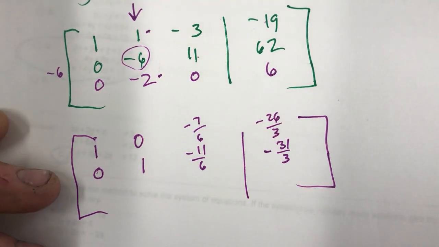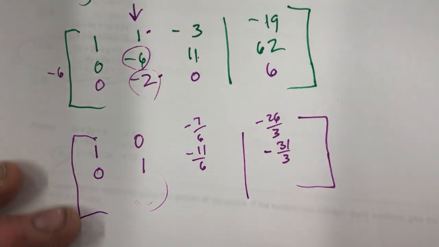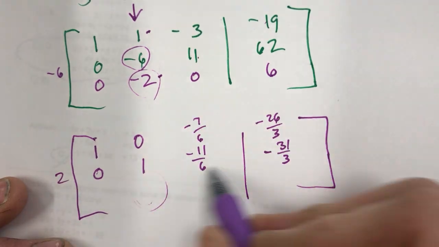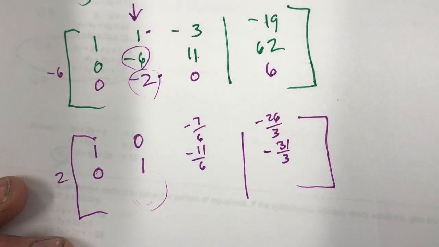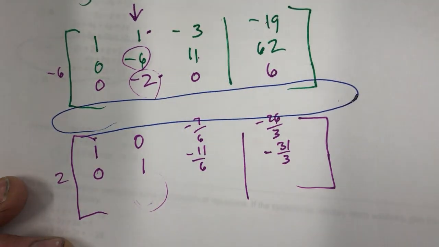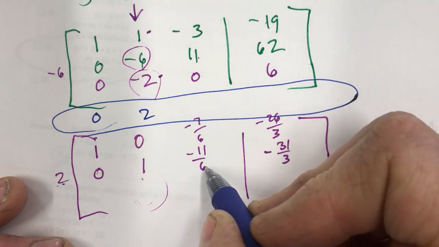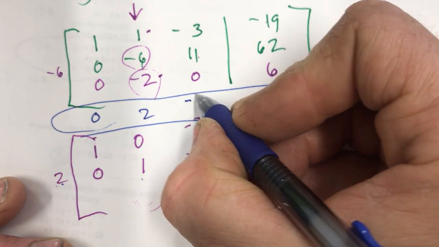Okay. Now I need a 0 down here. This is a negative 2. So what I'm going to do now is take 2 times this row. I'm going to write it right here in the middle. And then I'll add these together. So 2 times 0 is 0. 2 times 1 is 2. 2 times negative 11 sixths is negative 11 thirds.